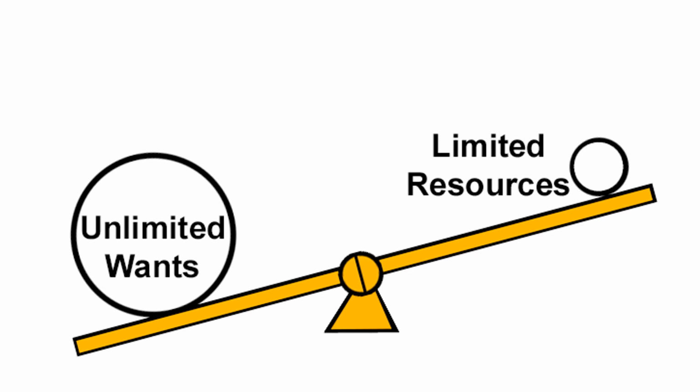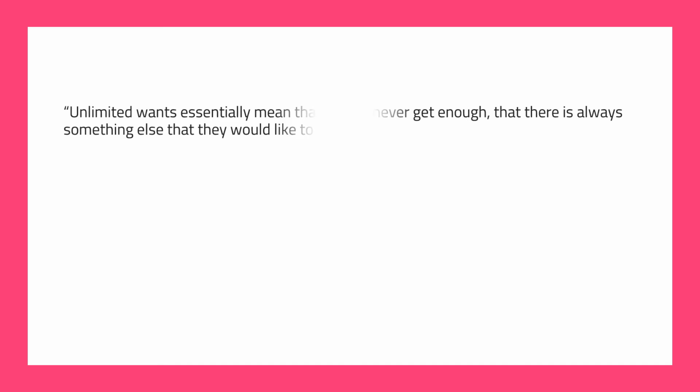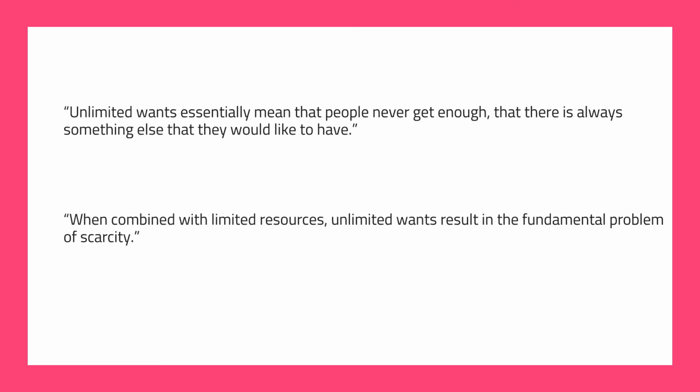So, there are two halves of scarcity that have plagued us ever since we first set foot on earth: limited resources and unlimited wants. Unlimited wants essentially means that people never get enough, that there's always something else they would like to have. When combined with limited resources, unlimited wants result in the fundamental problem of scarcity.